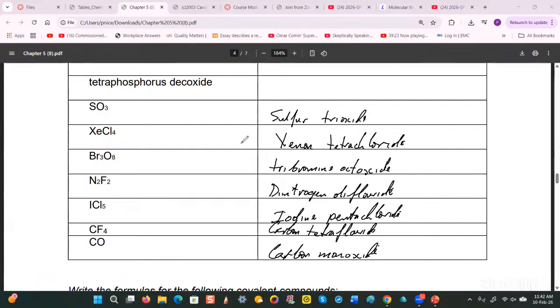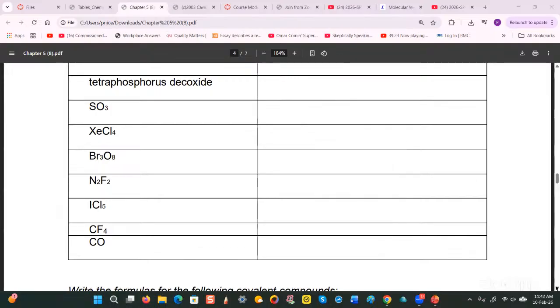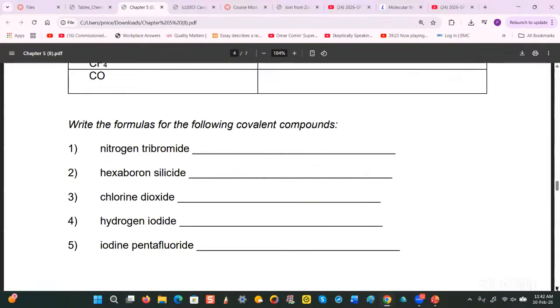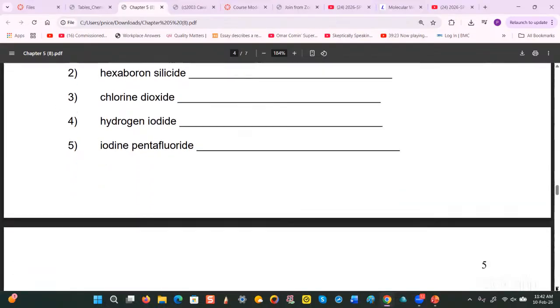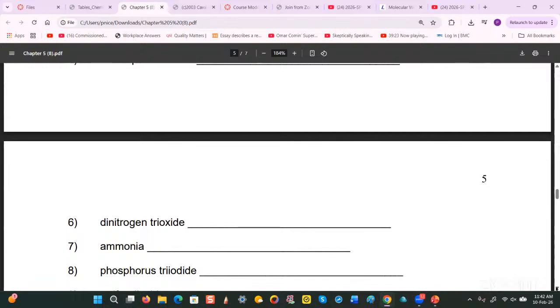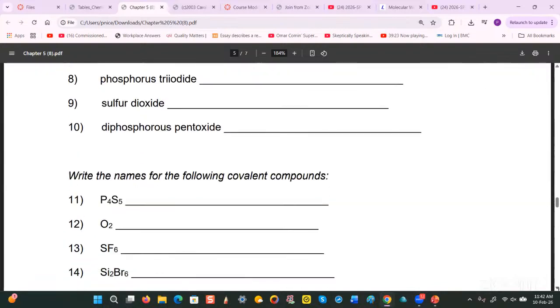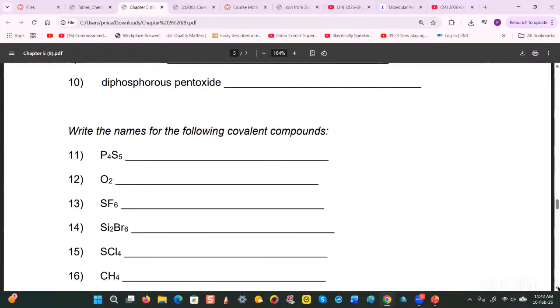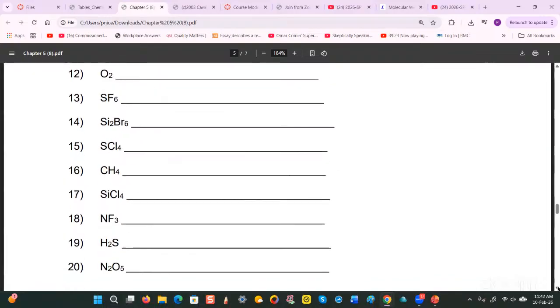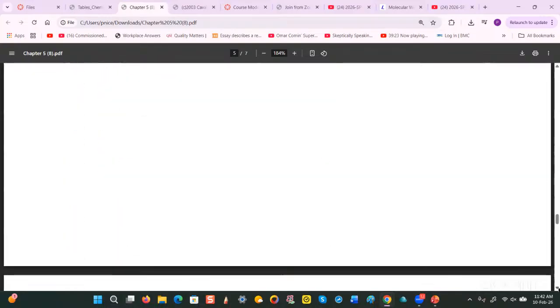All right. Let me clear this here and scroll down. Let's see what's next. Oh, some more. In this case, we're writing down the formulas. I'm going to leave that for you guys to do. You should be able to handle it. If you have any problems, let me know. Oh, and you should be able to handle these as well. It's a reverse. They gave you the formulas and they're asking for the names. So again, you can handle that.